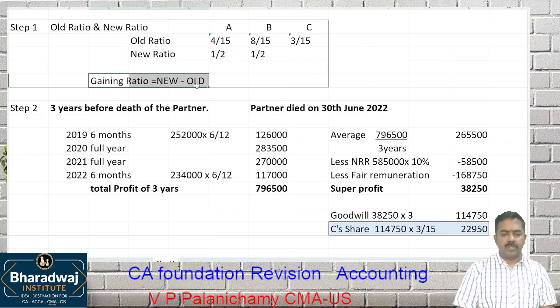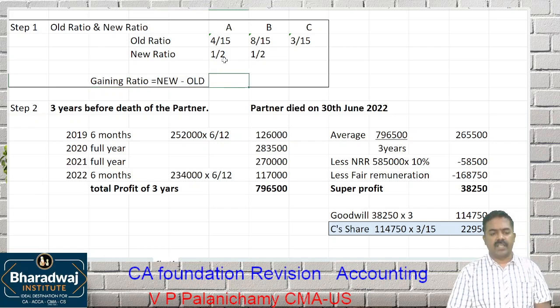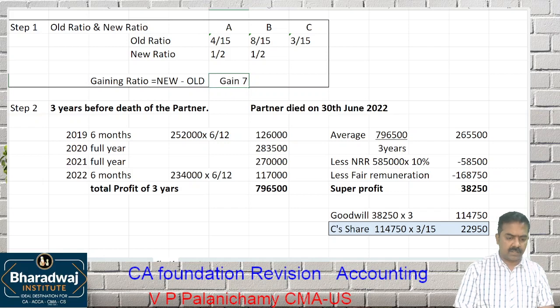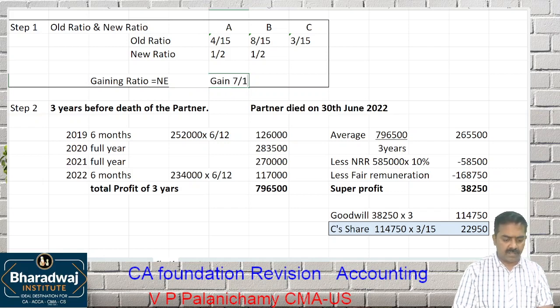So what is the gaining ratio you worked out? What is the gaining ratio? New ratio minus old ratio. For A, the gain is 7 by 30. For B, the gain is 1 by 30.